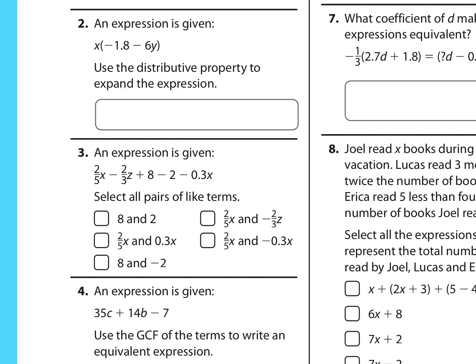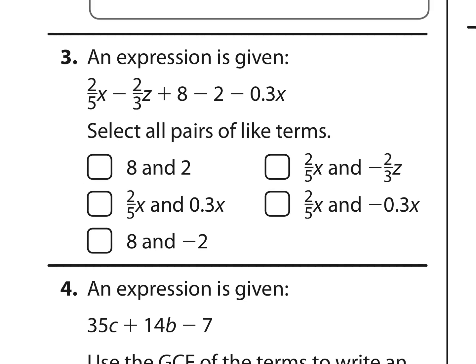We're going to start with problem number 3. An expression is given. Select all pairs of like terms within this expression. So at first glance, 8 and 2 would be like terms, but 2 has this negative sign. So this answer choice does not work, but the third one does, because 8 and negative 2 are both constants.